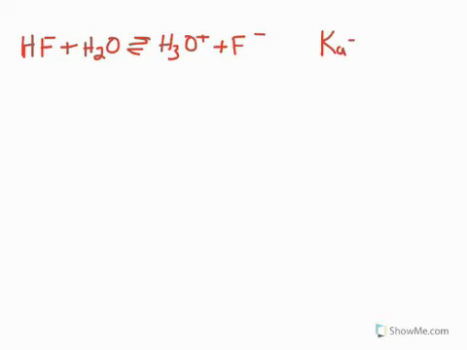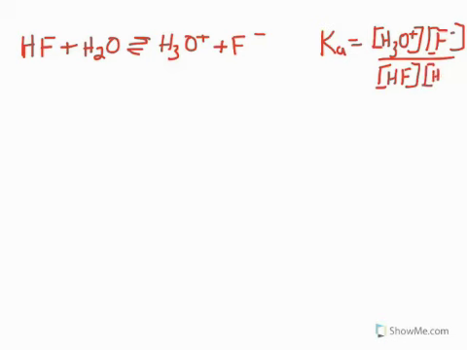This is outcome 30, and we're going to talk about why Kw equals Ka times Kb. If I have a weak acid, any weak acid, HF for example, plus H2O, I get in equilibrium H3O+ and F-. The Ka for this is the concentration of H3O+ times the concentration of F- divided by the concentration of HF times the concentration of H2O, which is 1.